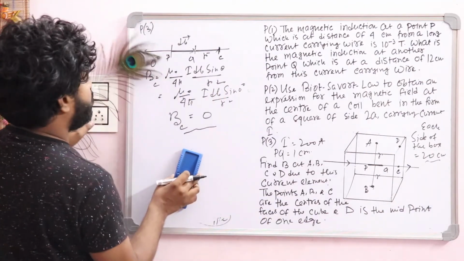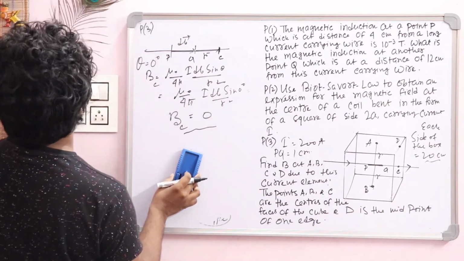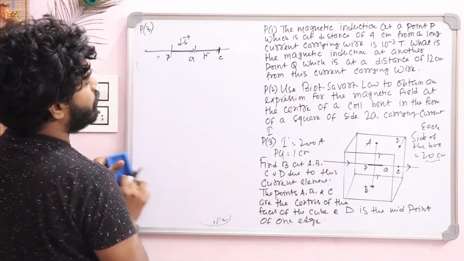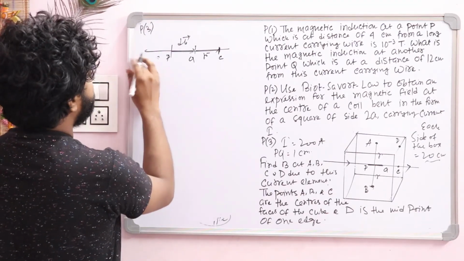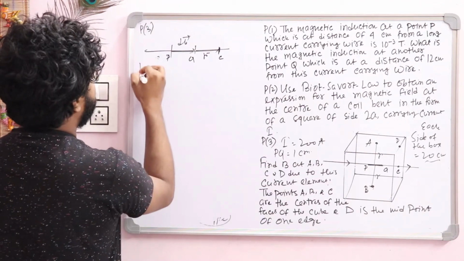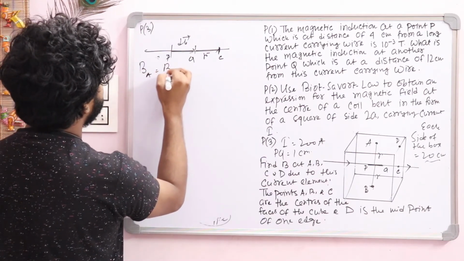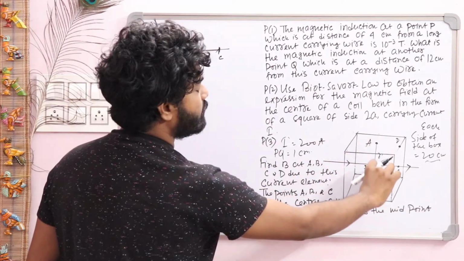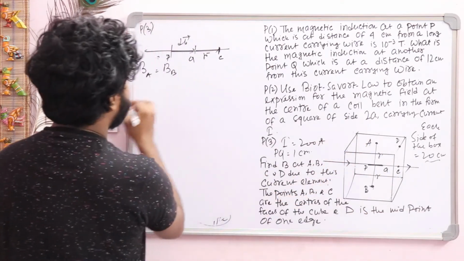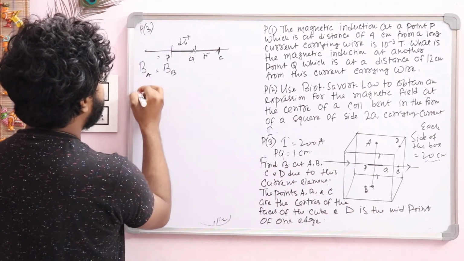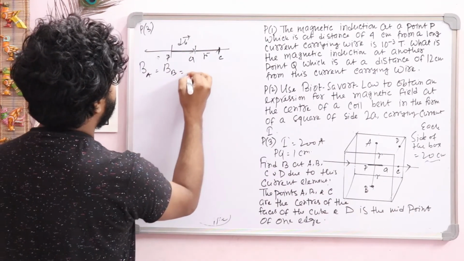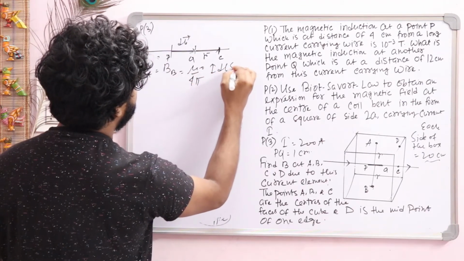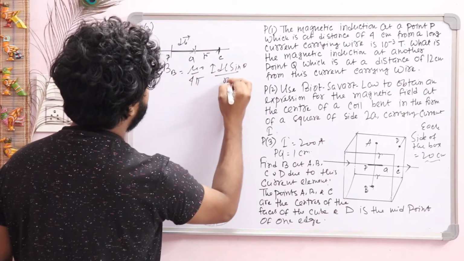Okay, so for the second case, find out the magnetic field at point B or A. The expression will be the same, because both are separated by a distance of 10 centimeter. So the magnetic field at points B and A will be given by the formula mu naught by 4 pi I del L sin theta by r square.